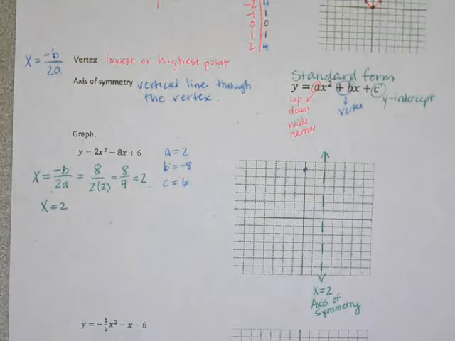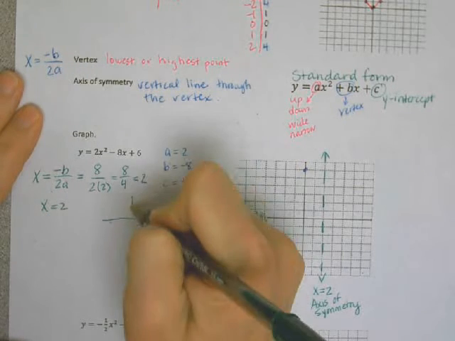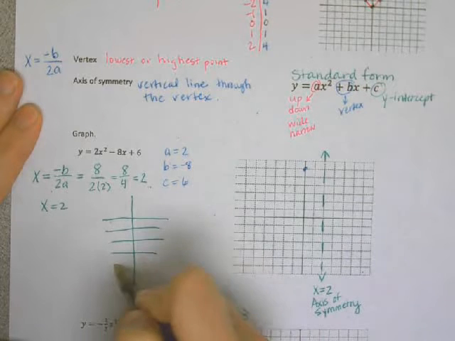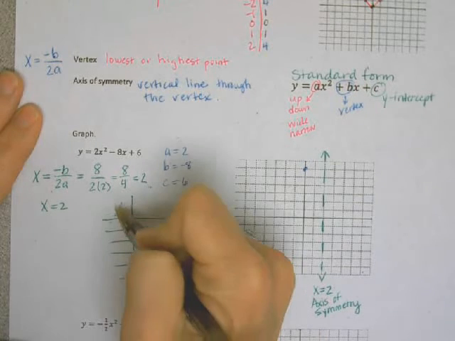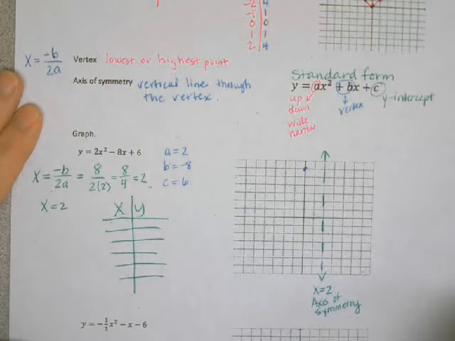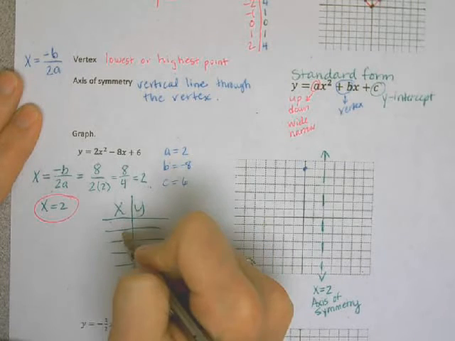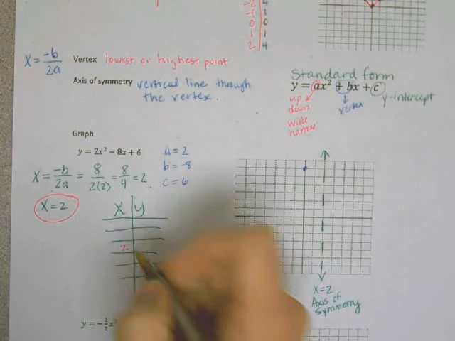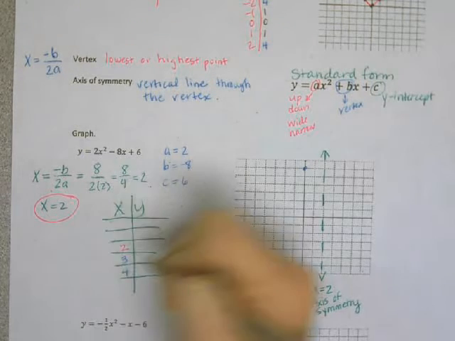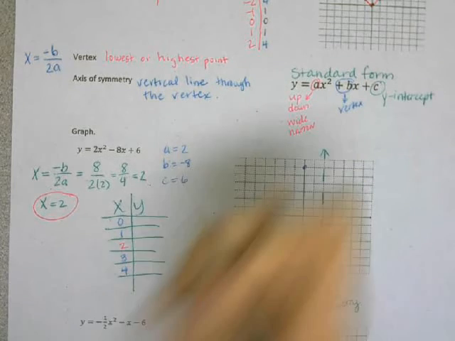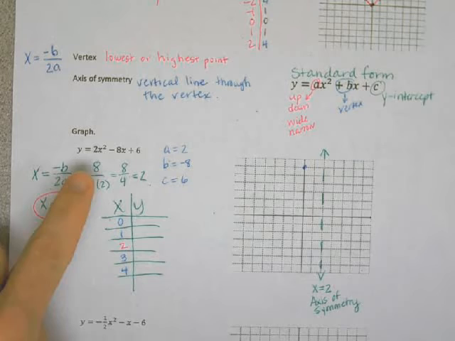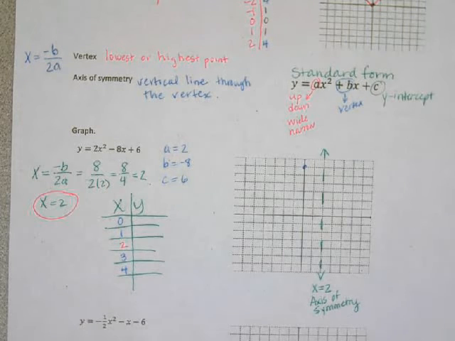Also, I know that my vertex is somewhere on that. If I were to make a t-table, I'm going to pick 2 points higher and 2 points lower than that value that I found for my vertex. So I immediately put 2 in the middle of all of that. If I were to come up with 2 points higher, that would be a 3 and a 4, and 2 points lower. Now I'm going to plug those in to my x over here.